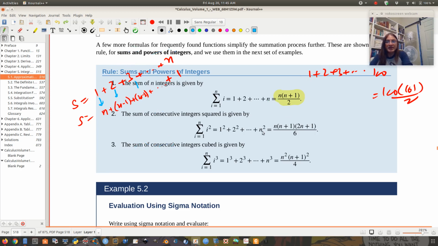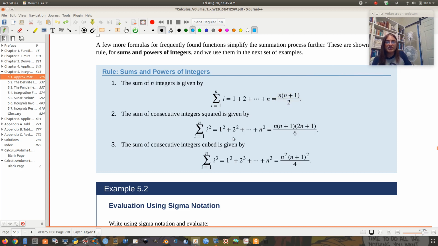Okay, similarly we can prove that if you add the squares of the first n terms, the formula is given by n times (n plus 1), similar to this, times (2n plus 1) over 6. And if you add the cubes of n terms, it is just the square of this, the square of that: n times (n plus 1) over 2, whole squared.